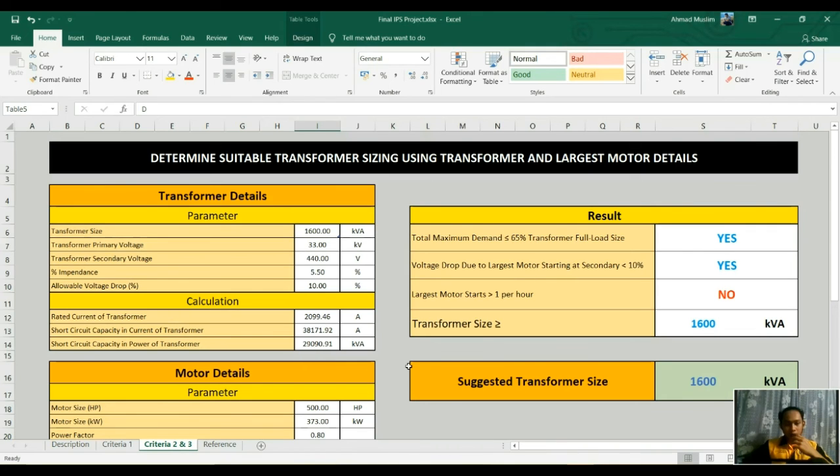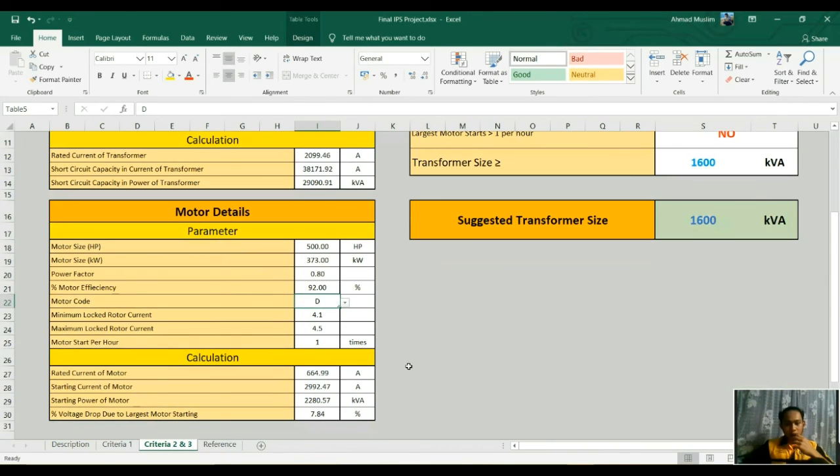For the criteria 3, if one time, then the suggested transformer size is equal to the transformer size chosen. As we can see, the kVA value is the same. If more than one time, the transformer size should be increased additionally by 20%. So I will change it here to 3 times. So we can see the result shows the transformer size is 4920 kVA. That means increased by 20%.